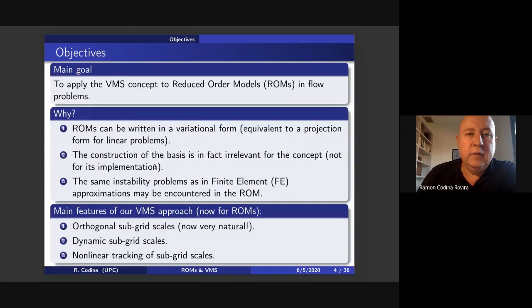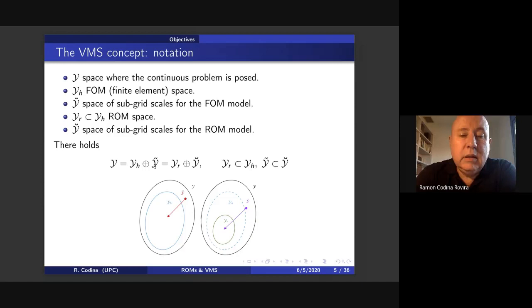So let me introduce a notation that I will use later for the spaces in play and for the variational multiscale method. First, I will write with this letter script Y the space where the continuous problem is posed. So this is the space where we look for the function, for the unknown.